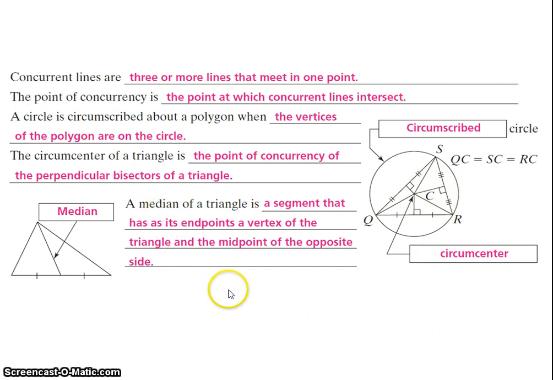A median of a triangle is a segment that has as its endpoints a vertex of the triangle and the midpoint of the opposite side. So you start here and you go down to the exact middle point between these two vertices of this triangle, or opposite, go from the exact middle point up to there.